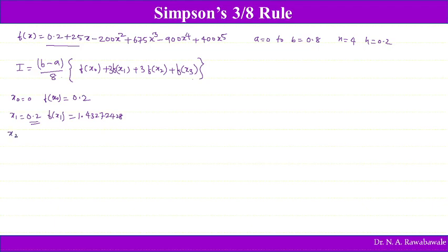Then x2 is equal to 0.4, and f of x2 is going to be 3.487176. Then x3 is equal to 0.6 if we take. Here something is going to be wrong, I think. 4 points means 3 segments, so this is wrong.